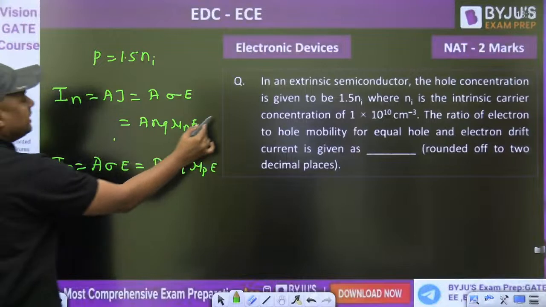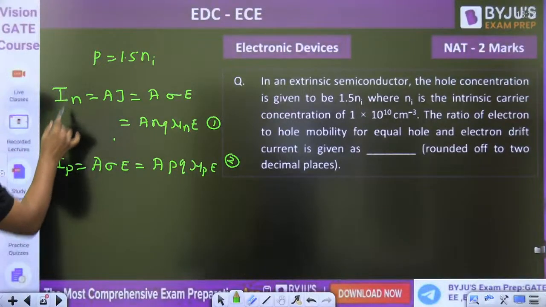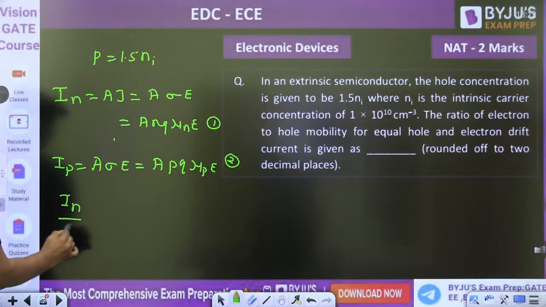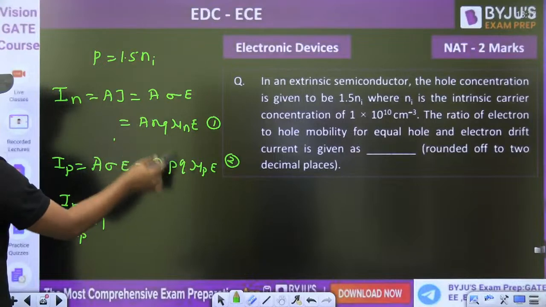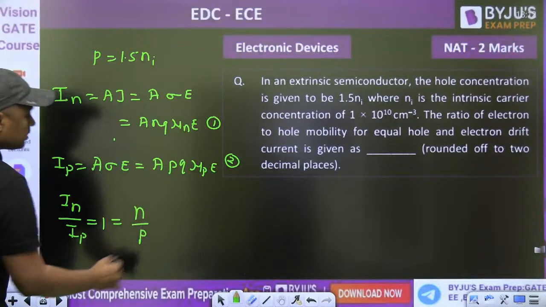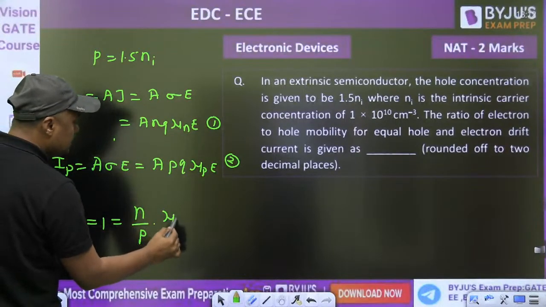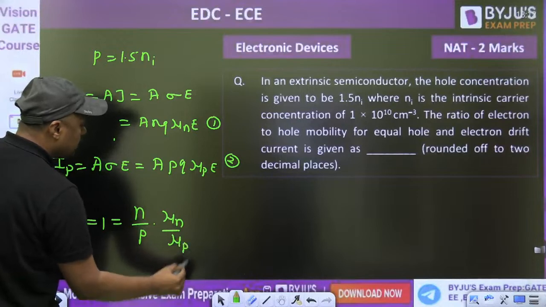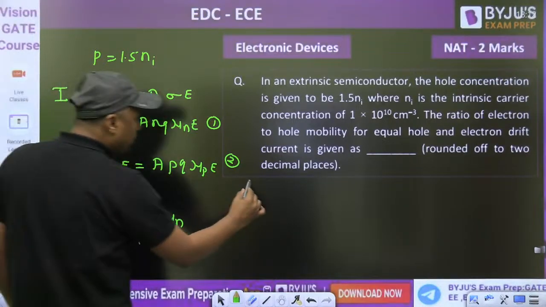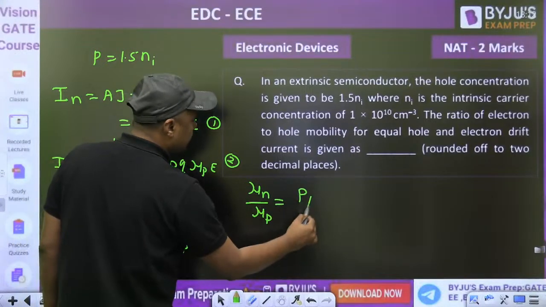So when we divide equation number 1 by equation number 2, I_N by I_P is nothing but 1. Why 1? Because these are drift currents. A cancels, q cancels, E cancels because we are applying the same electric field. So mu_N by mu_P will become p by n.